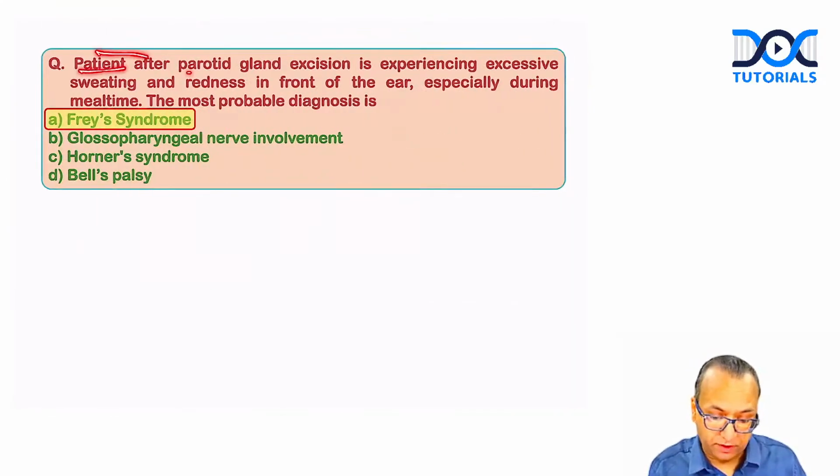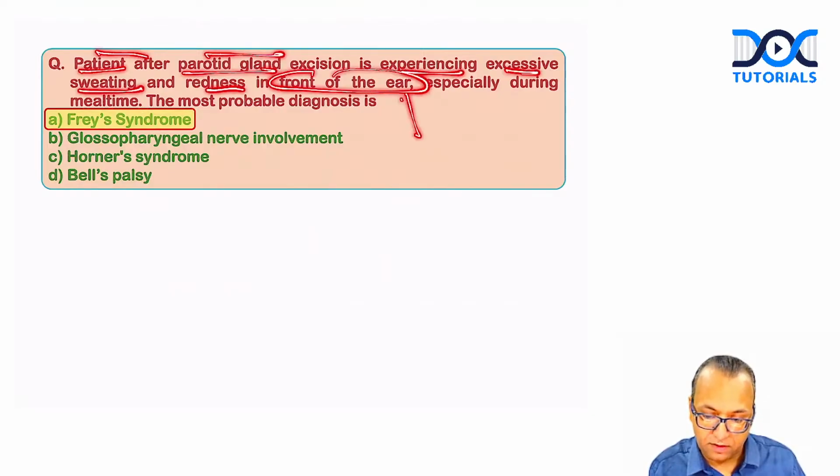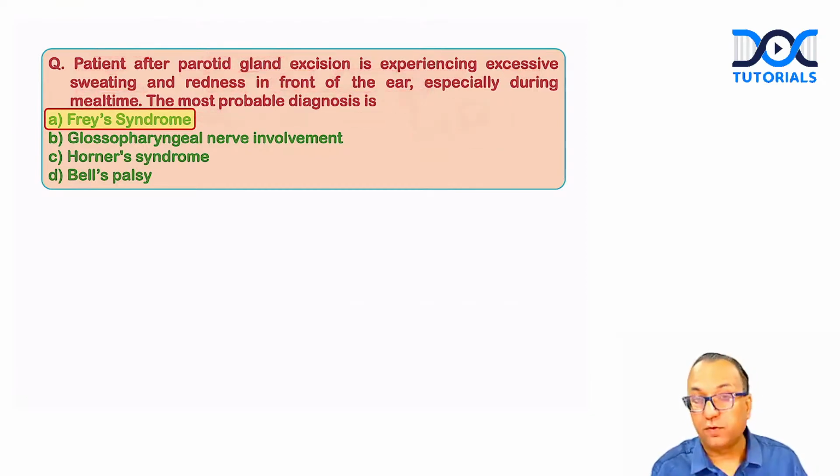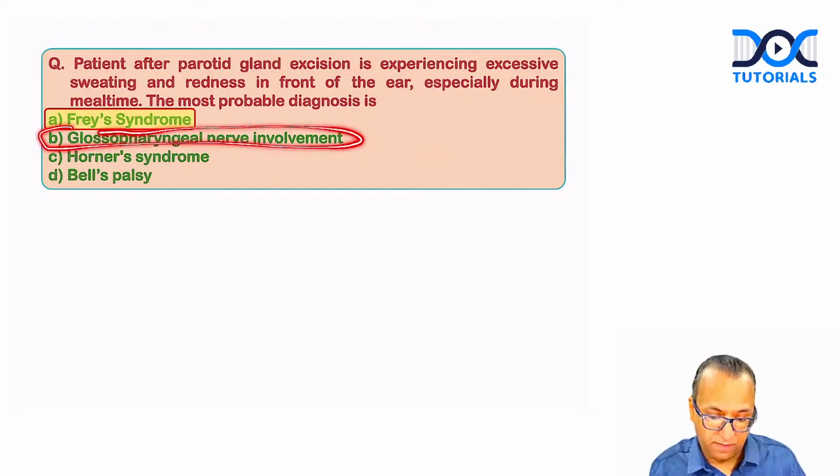So a patient after parotid surgery experiencing excessive sweating, redness in front of the ear, that means territory of greater auricular nerve, and it is a case of Frey syndrome. Loss of ventral nerve involvement, as such, you cannot say. It was auriculotemporal nerve involvement.